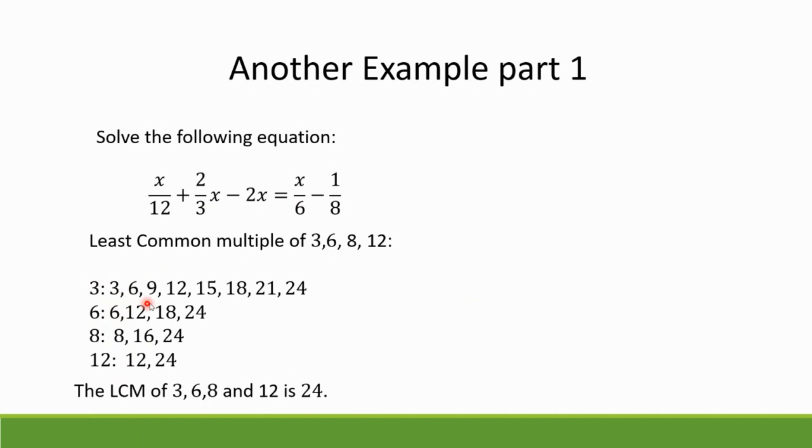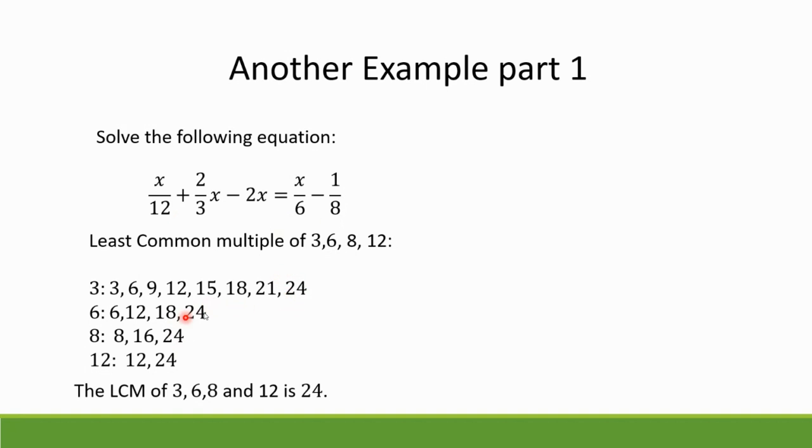We have 3. Okay, we keep going. I stopped at 24. I could have kept going, but I don't want to list too many numbers. 6 we have, 8, and we have 12. I actually stopped at 24 because I knew that 24 is a common multiple of 3, 6, and 8. And we also know 24 is a multiple of 12. So that's why I stopped at 24.